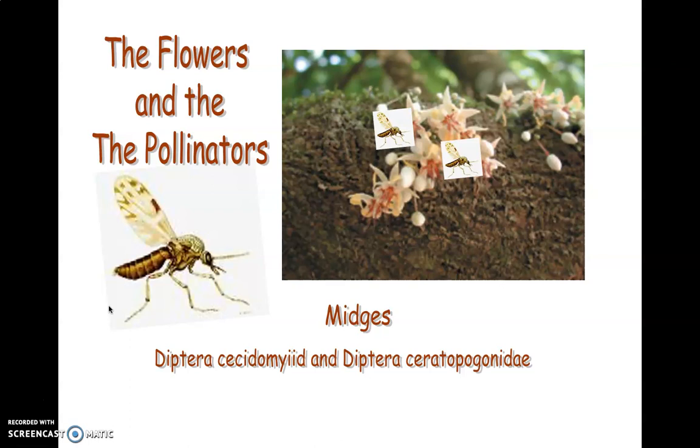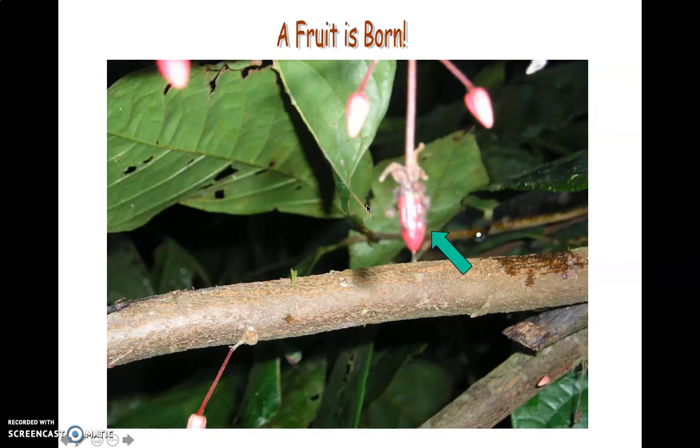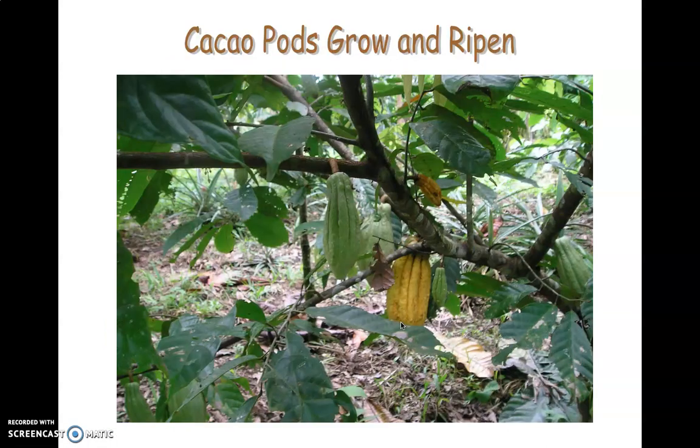But we need these little midges to come in and pollinate the flowers just like a bee would. And so they're just the right size and shape. They'll come in, pollinate these cacao flowers, and then you get the fruit. So this is a tiny little cacao pod. And so that is going to get started. It's going to start to grow. And so they're going to grow and ripen.